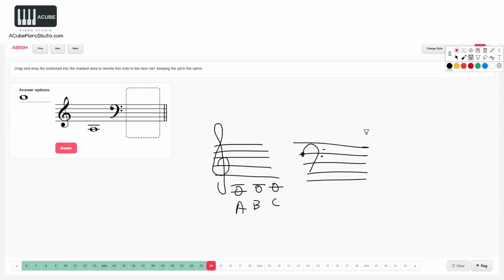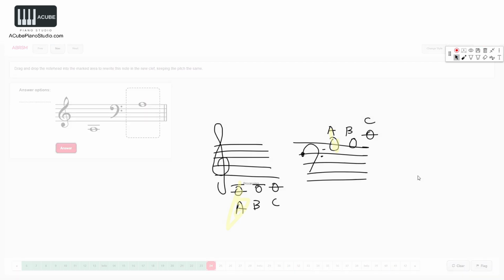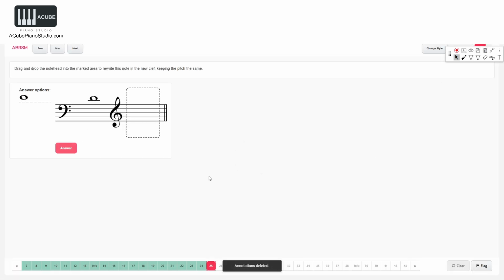Okay, starting from middle C, right? So I'm going downwards, right? Because it's lower. So B now, and then A. So this note here is of the same pitch as this note here. So let me drop the note head now. This question here, so I want to write this. So let me do it again.